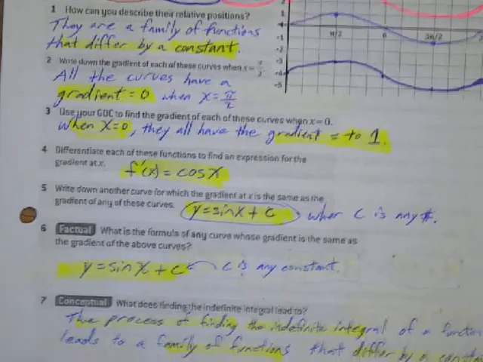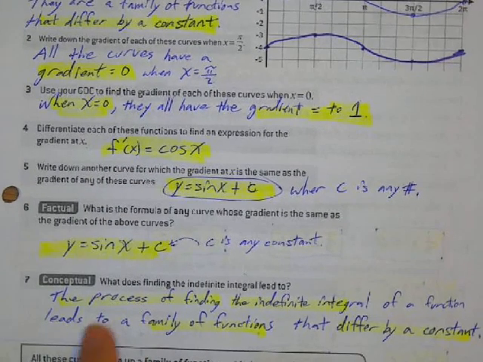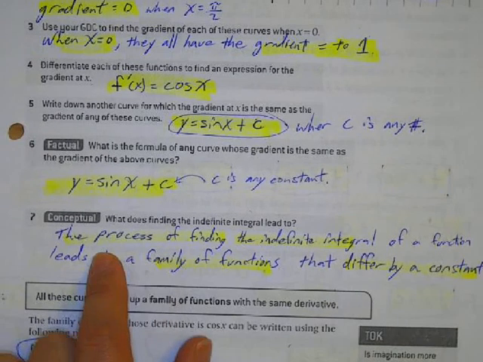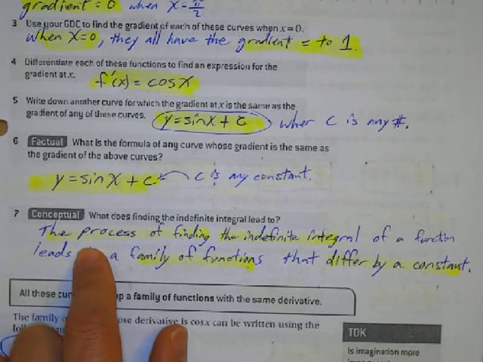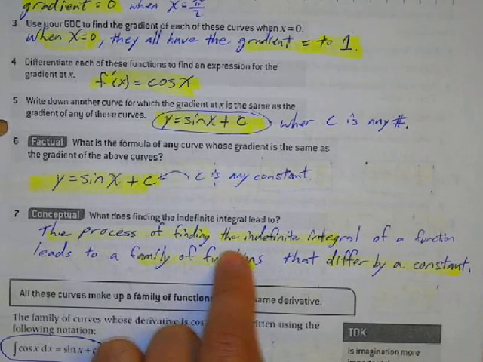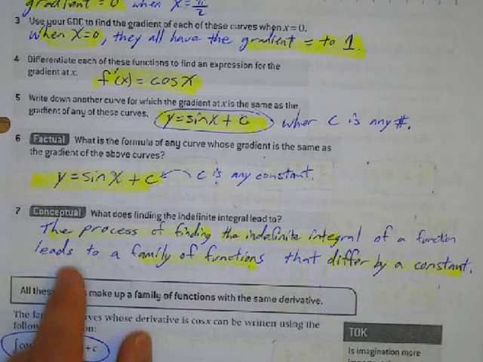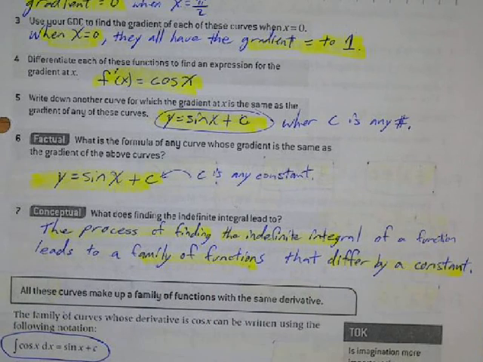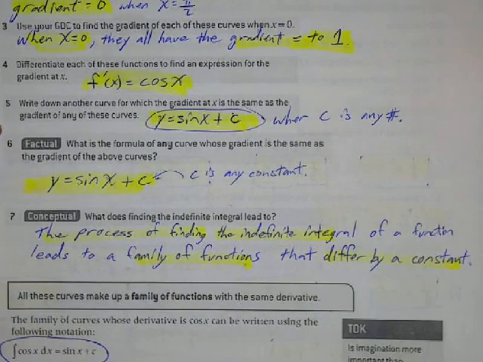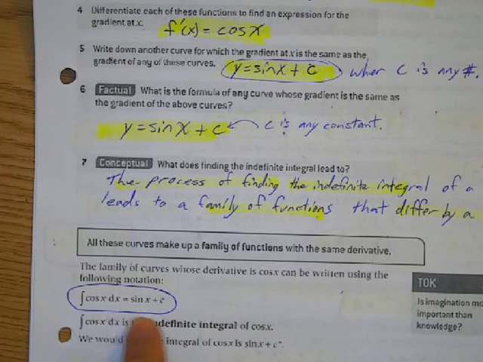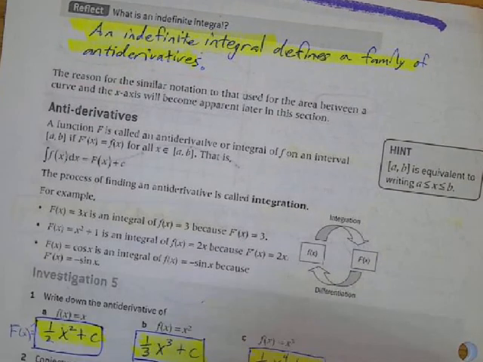So what does finding the indefinite integral lead to? The process of finding the indefinite integral of a function leads to the family of functions that differ by a constant c. Okay, and we know the antiderivative of cosine x is equal to sine x plus c. So we're basically doing antiderivatives.